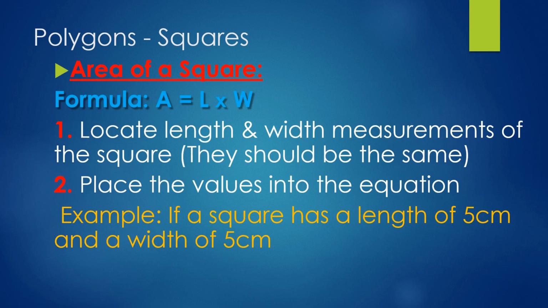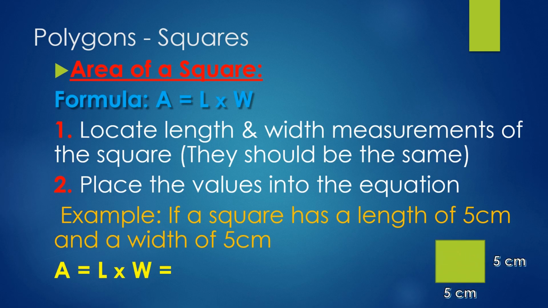For example, if you have a square that has a length of 5 centimeters and a width of 5 centimeters, you'll go area equals length times width, which is 5 times 5, which would give you 25 centimeters squared.